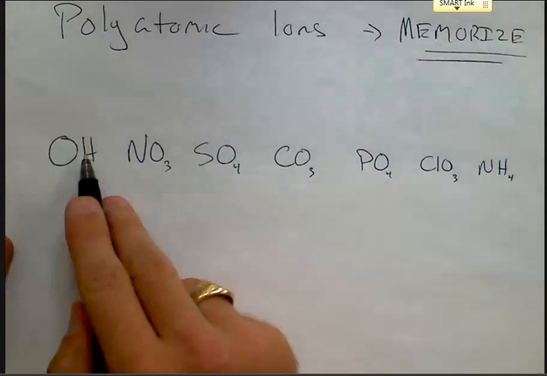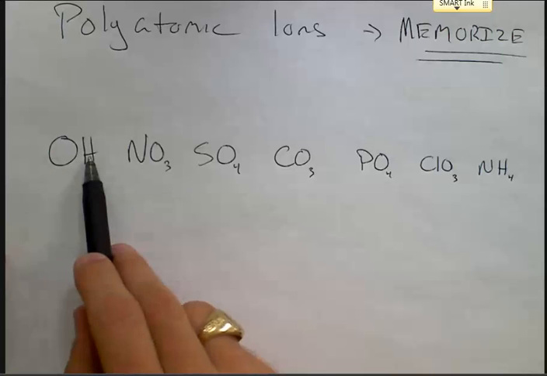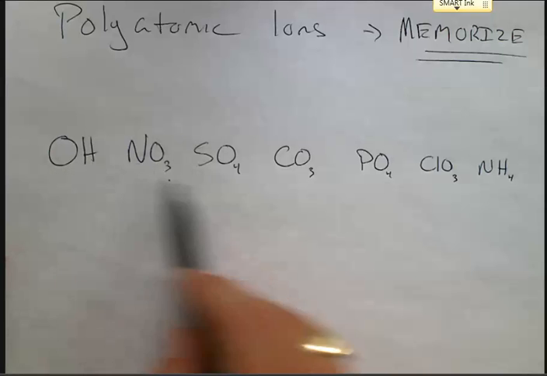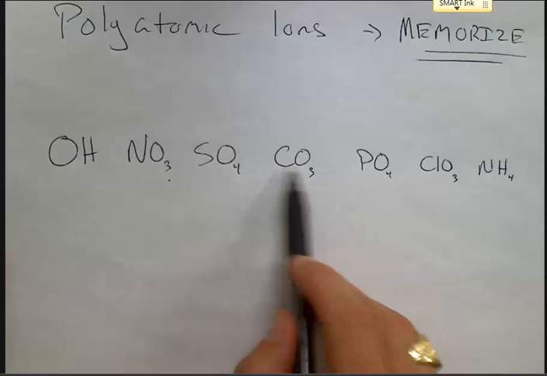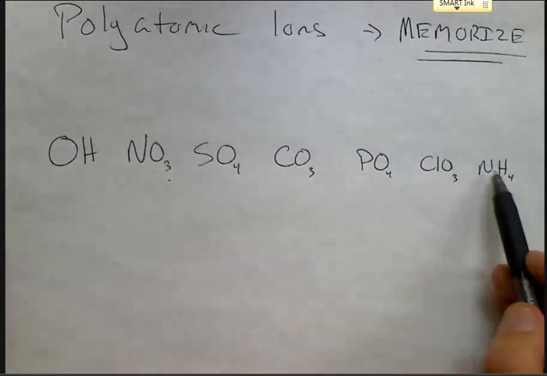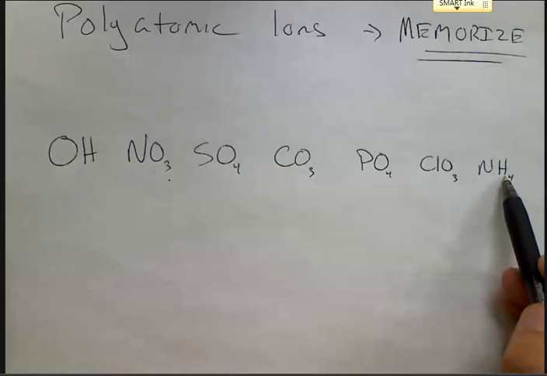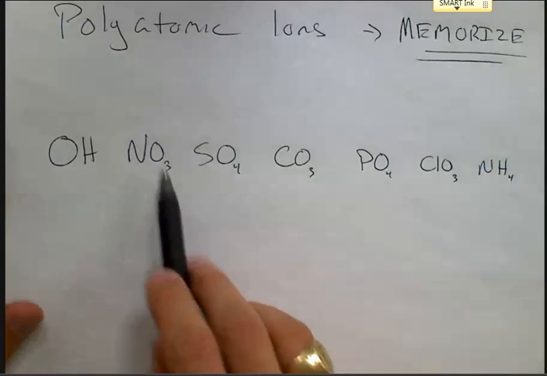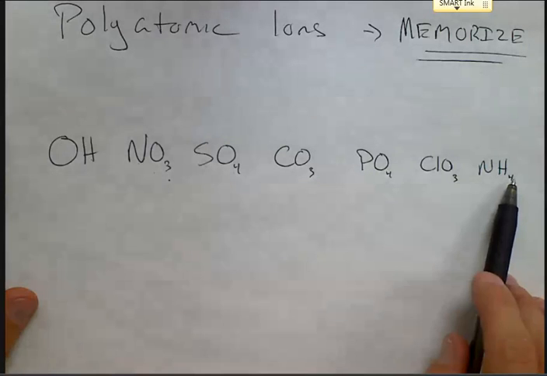So we have OH, that's it, 1 oxygen, 1 hydrogen. Nitrogen 3 oxygens, sulfur 4 oxygens, carbon 3 oxygens, phosphorus 4 oxygens, chlorine 3 oxygens, nitrogen 4 hydrogens. Okay, so skip 1, 3, 4, 3, 4, 3, 4.